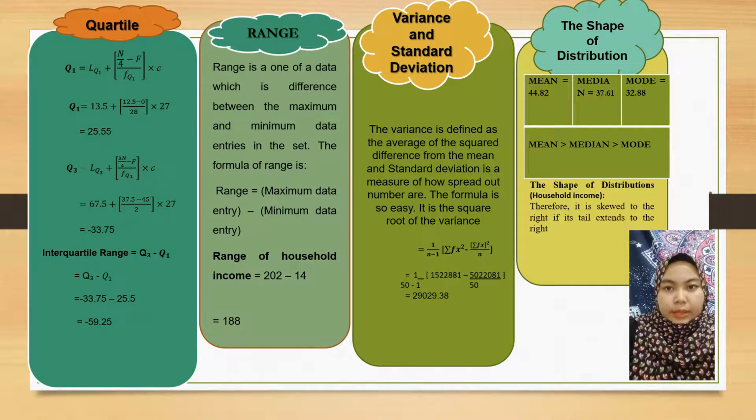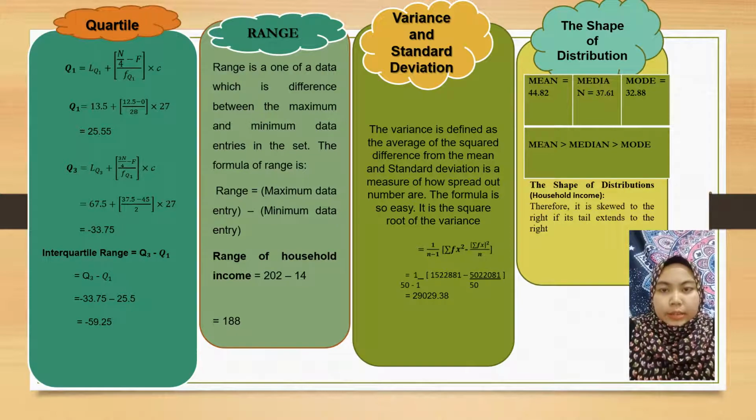25.55, and then Q3, we get the answer negative 33.75. Interquartile range, Q3 minus Q1, we get the answer negative 59.25. Range. A range is a measure of data which is the difference between the maximum and minimum data entries in the set. The formula of range is maximum data entry minus minimum data entry. Range of household income is 188.